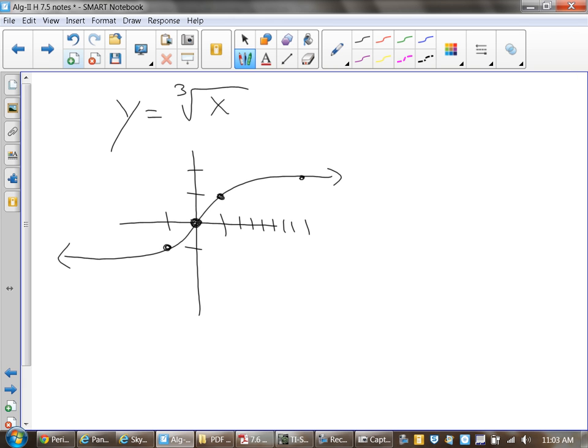What's your domain? Is there a restriction on your domain here? Yeah. Is there any values that x can't be? No. So if there's no value that x can't be, what would you say your domain is? All real numbers. Is there a restriction on your range?